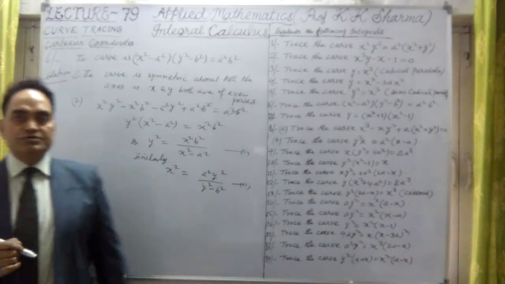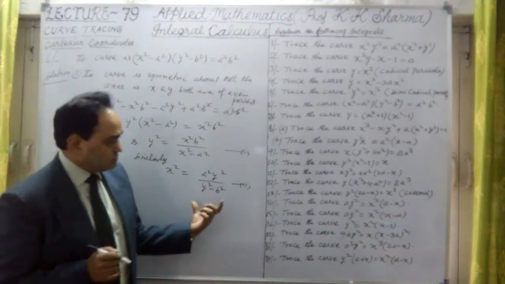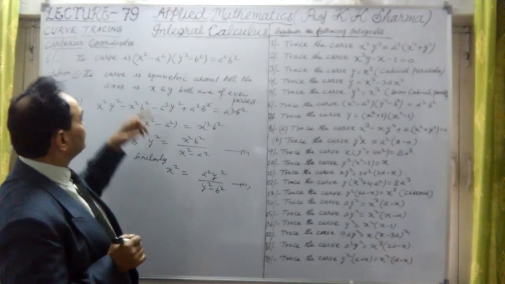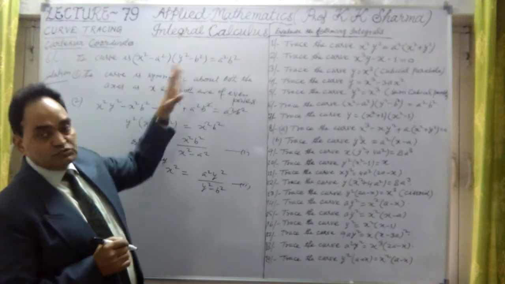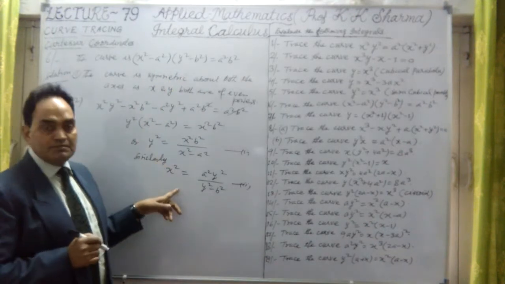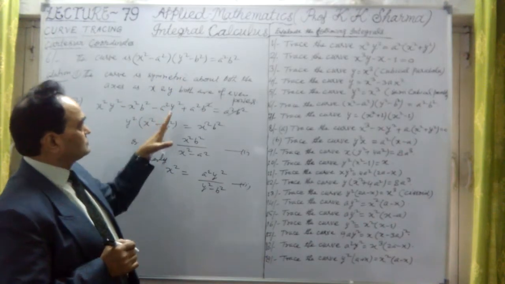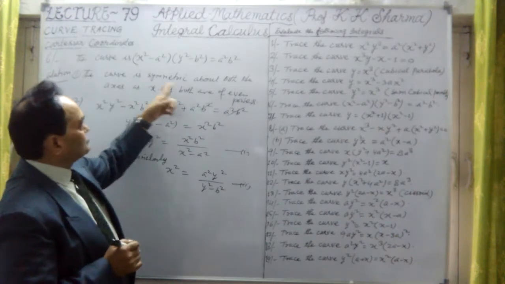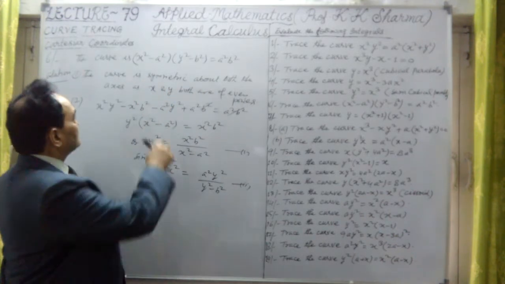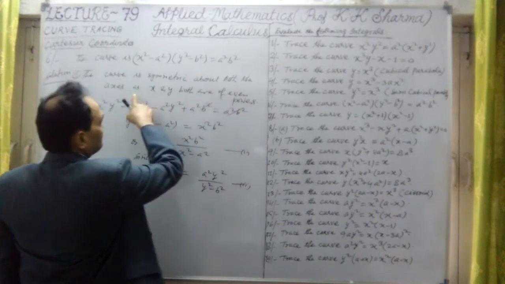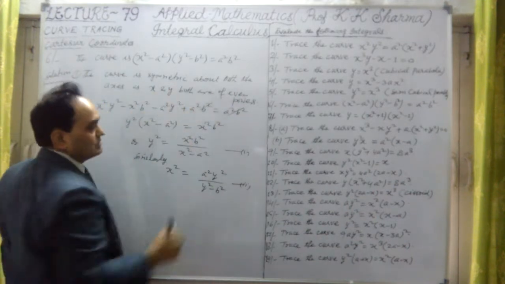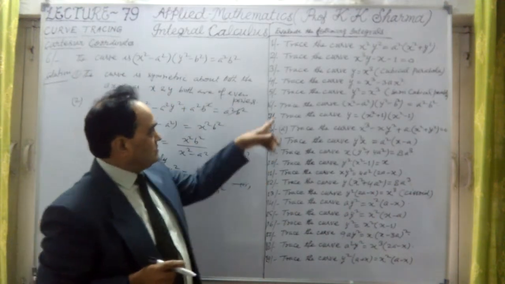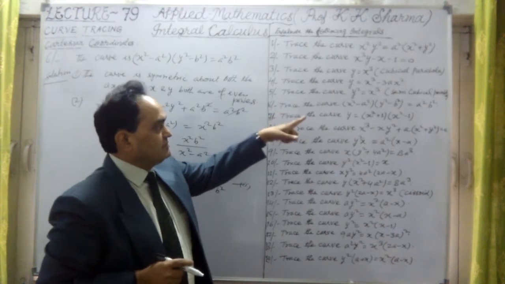Yes, guys. So we are doing question number 6. Now in question number 6, what we have done, the curve this one. So we are solving for x and y from the given equation. Now this curve is symmetric about both the axes, the x-axis and the y-axis. Why? Because even powers are there for both variables x and y.